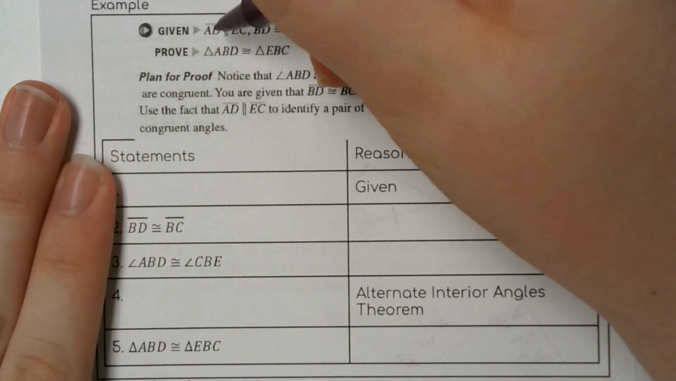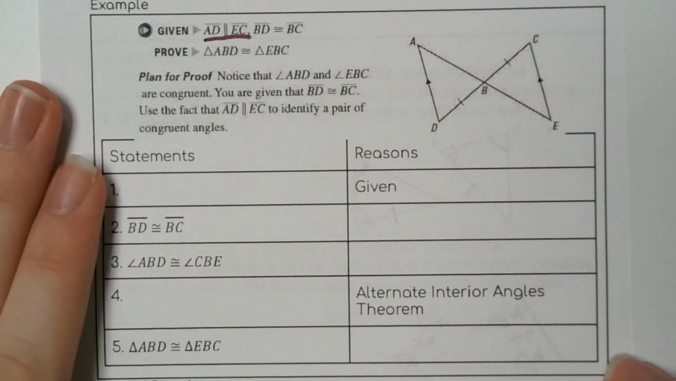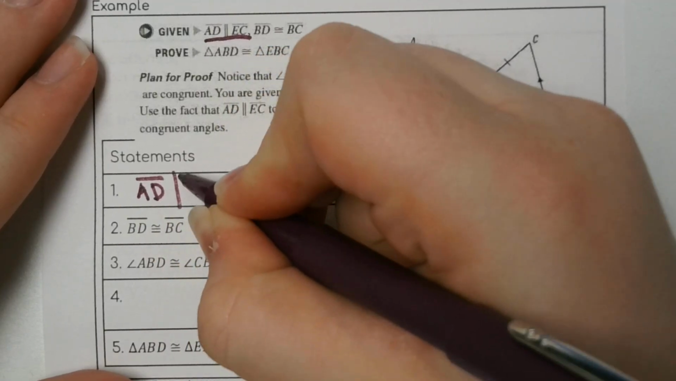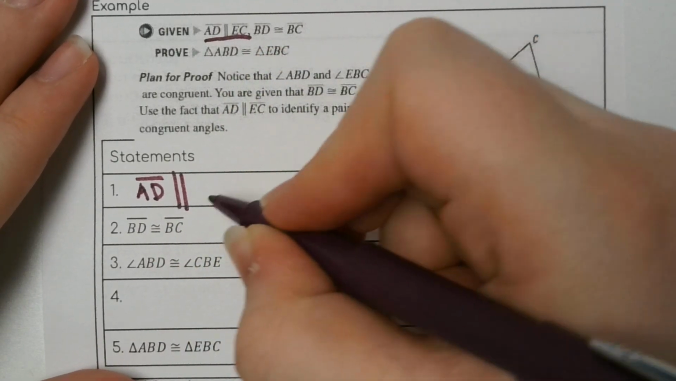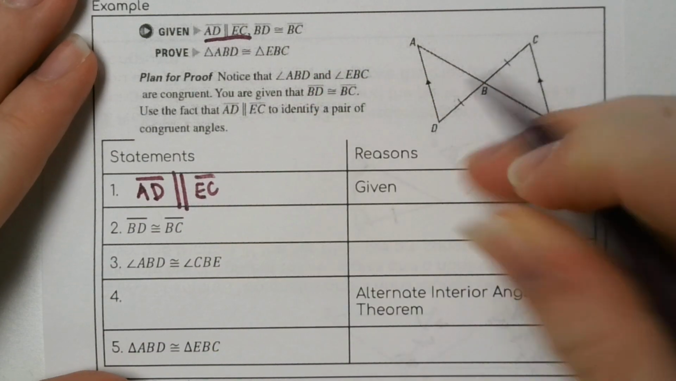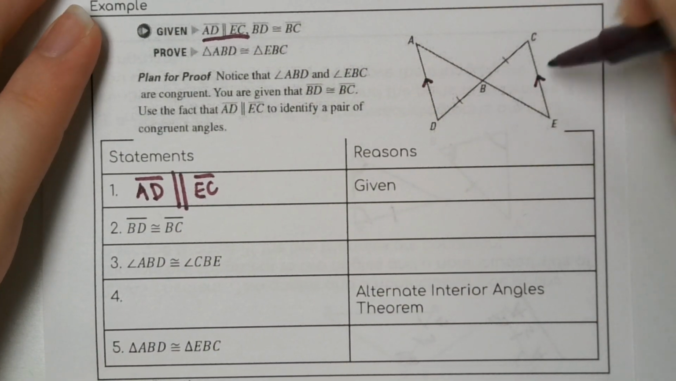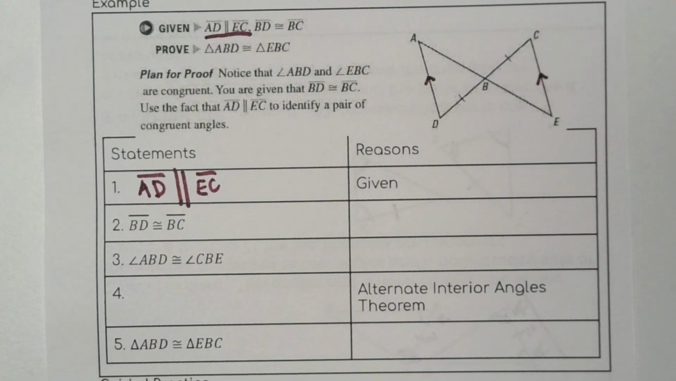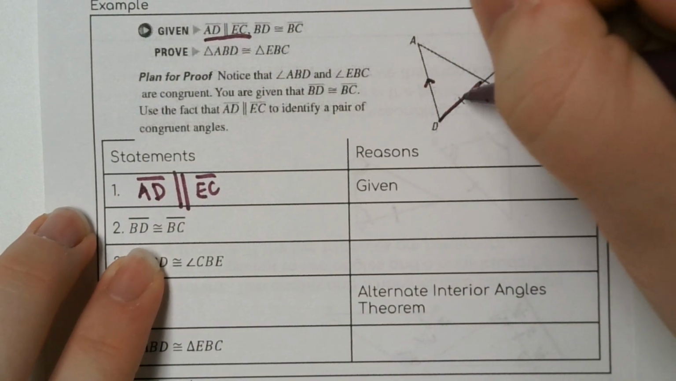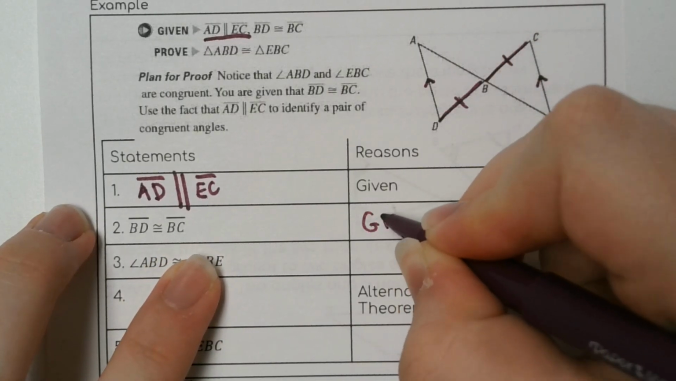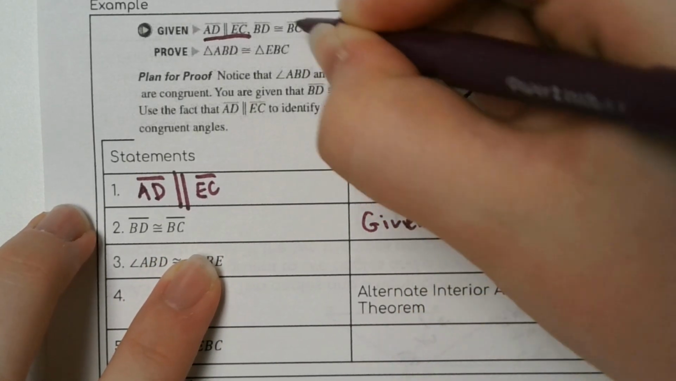Okay. So we are given that AD is parallel to EC. That's what those 2 lines mean, you can see that by these little triangle things here. That means that those 2 sides are parallel. It also tells us that BD is congruent to BC because that is also given to us.